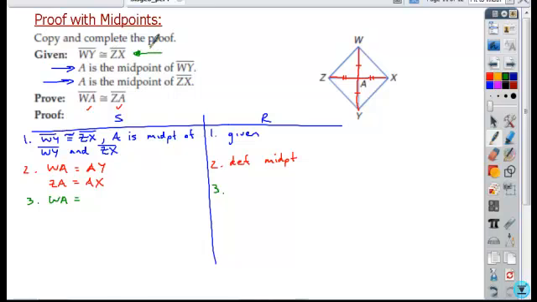Again, usually in a proof you're not going to get information that's not relevant. Okay? You're usually going to be given information that plays a role. So is there any way to represent or interpret or introduce WA in terms of this other information that we're provided? Jenna?